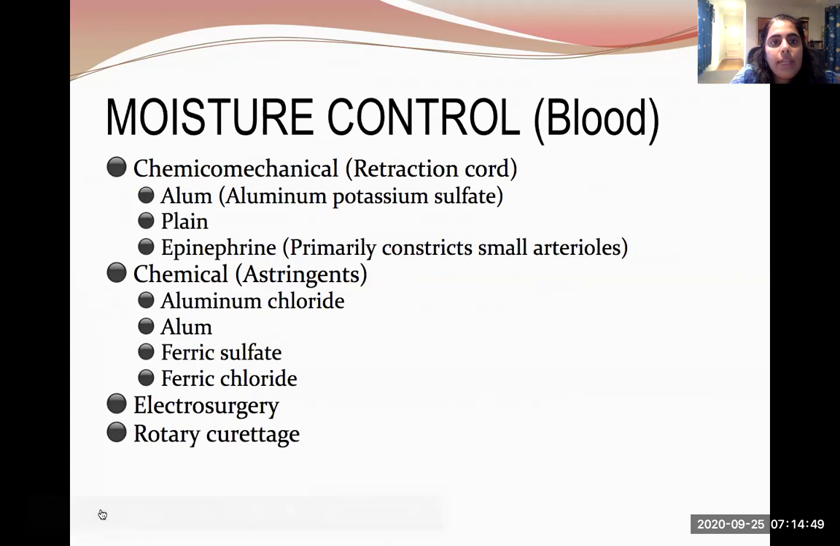Then we talk about the techniques for moisture control in which blood is the factor. So we have a chemico-mechanical technique, in which the retraction cord is the mechanical part, and the chemicals below are the ones that we use for retraction. So we have aluminium potassium sulfate. The ions from alum neutralize the charges on plasma proteins, causing the plasma proteins to clump together, which leads to hemostasis, and it controls the bleeding.